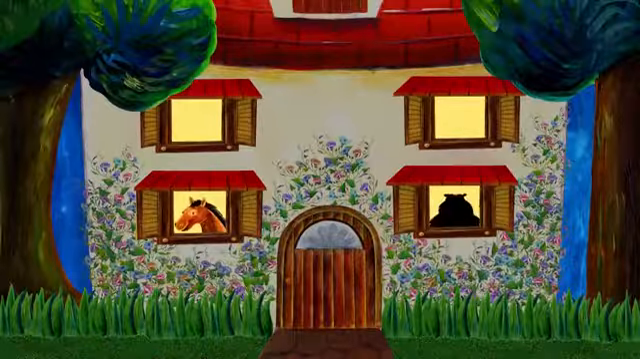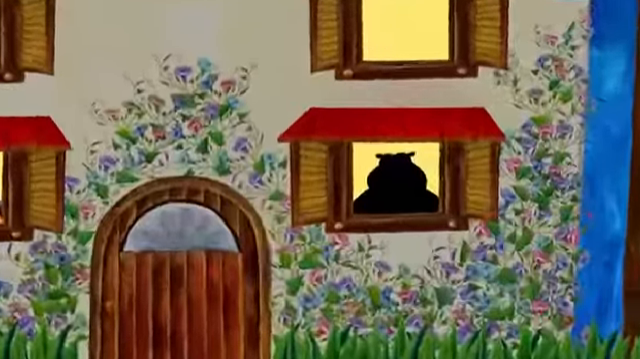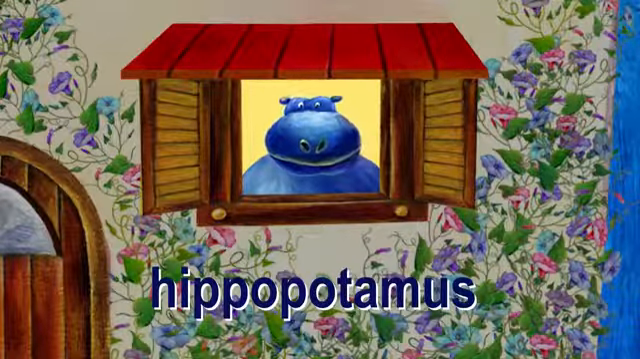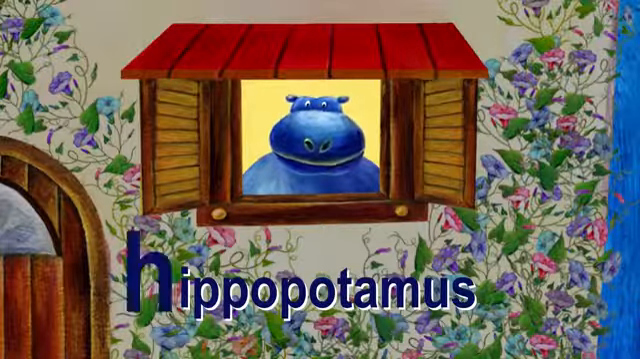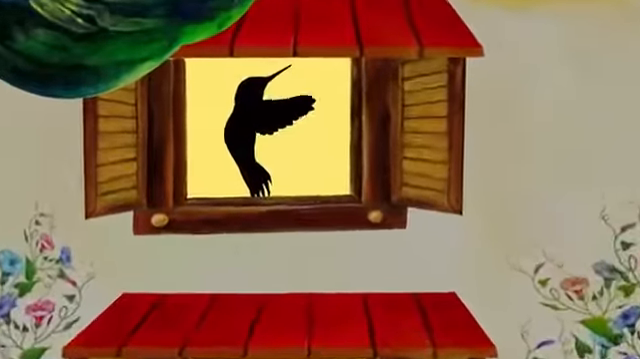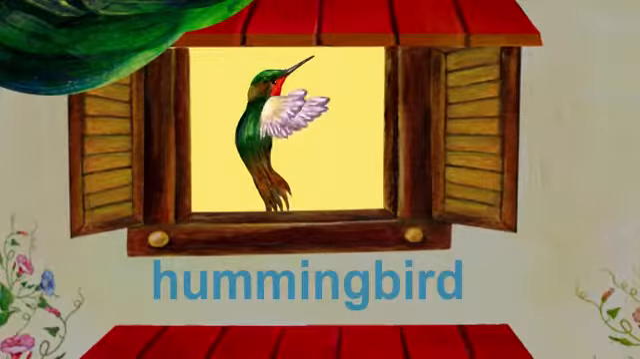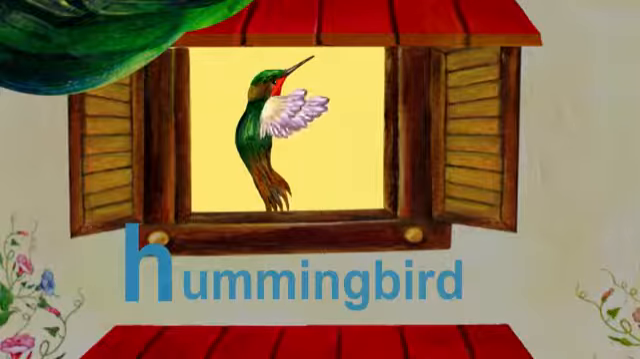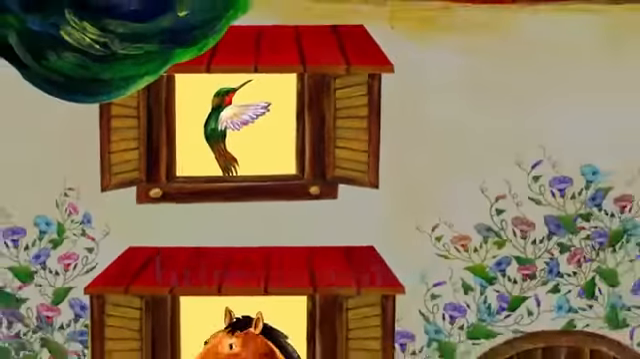Let's see who else lives in this house. Who's that? That's hippo, a hippopotamus. Hippopotamus starts with H. Does anyone else live in this house? That's hummingbird. Hummingbird starts with H. Who else lives here?